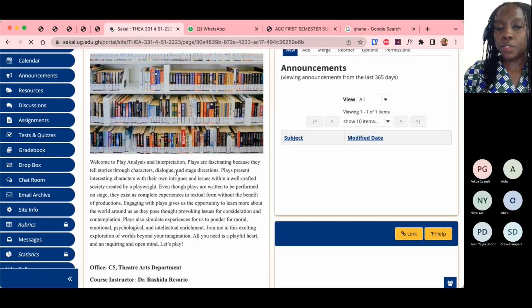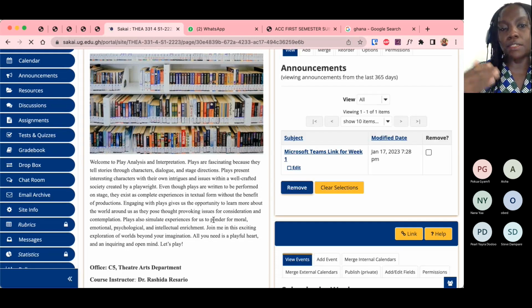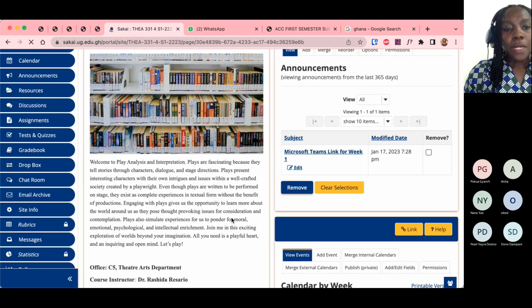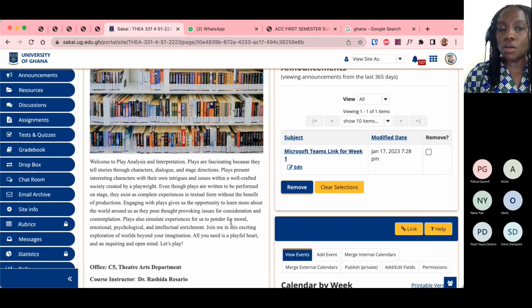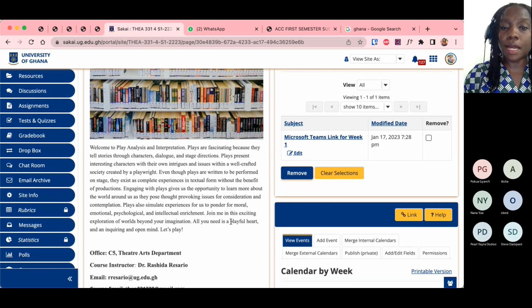Welcome to Play Analysis and Interpretation. Plays are fascinating because they tell stories through characters, dialogue, and stage direction. Plays present interesting characters with their own intrigues and issues within a well-crafted society created by a playwright. Even though plays are written to be performed on stage, they exist as complete experiences in textual form without the benefit of productions. Engaging with plays gives us the opportunity to learn more about the world around us as they pose thought-provoking issues for consideration and contemplation.